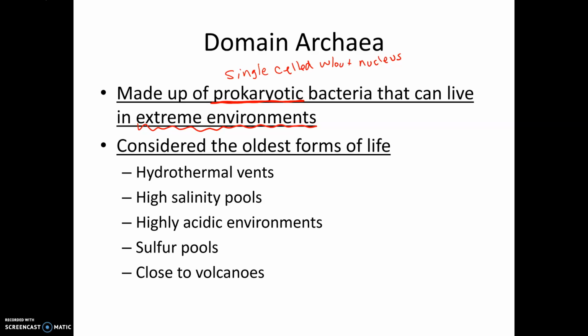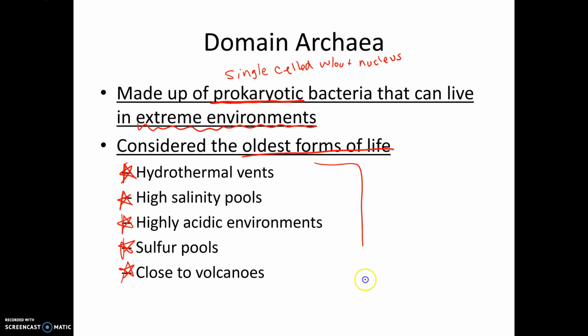So some places that you might find these might be hydrothermal vents, high salinity pools, so really high dissolved salts, really acidic environments, sulfur pools, and close to volcanoes. And it's important to note that these are some of the oldest forms of life. So it's very possible that we have all evolved from some sort of archaea in the past. So remember, really extreme environments, single-celled without a nucleus, prokaryotic bacteria.